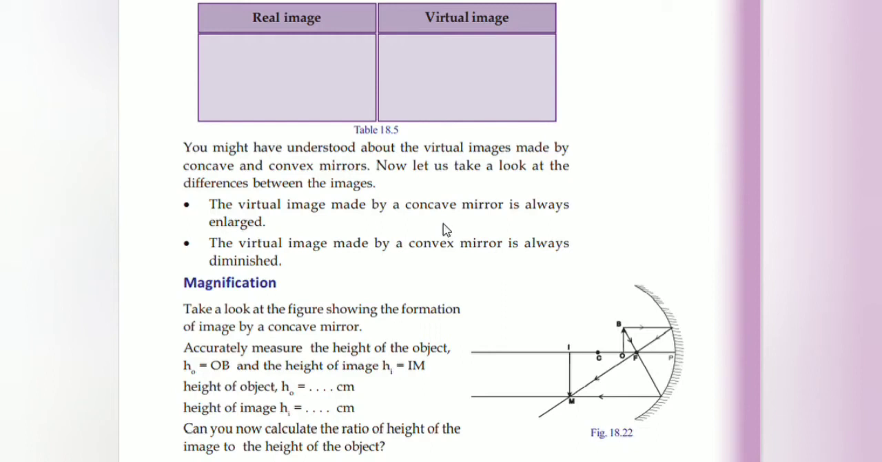Virtual image made by a concave mirror is always enlarged. Virtual image എന്തായിരിക്കും? Concave mirror. ഇത് നോക്കണം നമ്മൾ, concave mirror-ഉം convex mirror-ഉം. Concave mirror എപ്പോഴും എന്തായിരിക്കും? വലുതായിരിക്കും. പക്ഷേ convex mirror ആയിരിക്കും diminished.